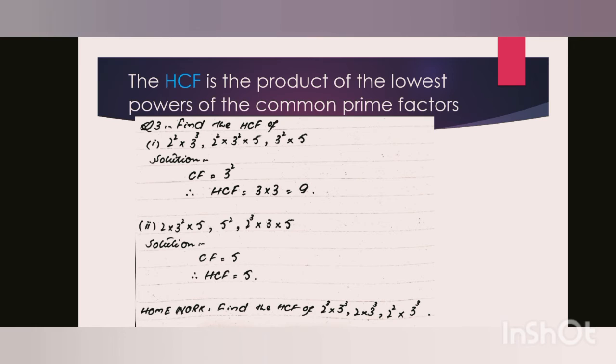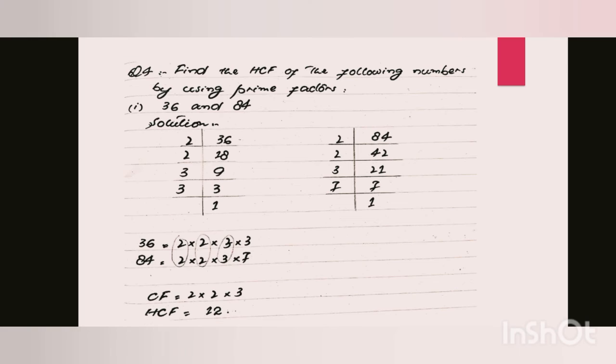Now your homework is to find the HCF of 2 cube into 3 cube, comma 2 into 3 cube, comma 2 square into 3 cube, right? This is your homework and you have to do it in the same way as I showed you here, okay? Now moving towards question number 4.